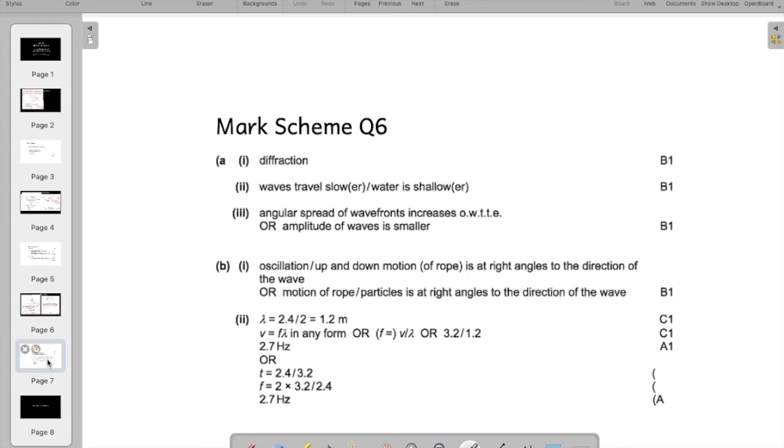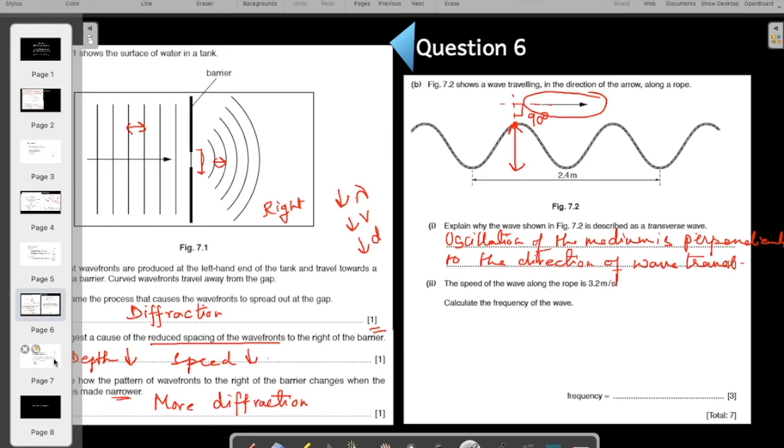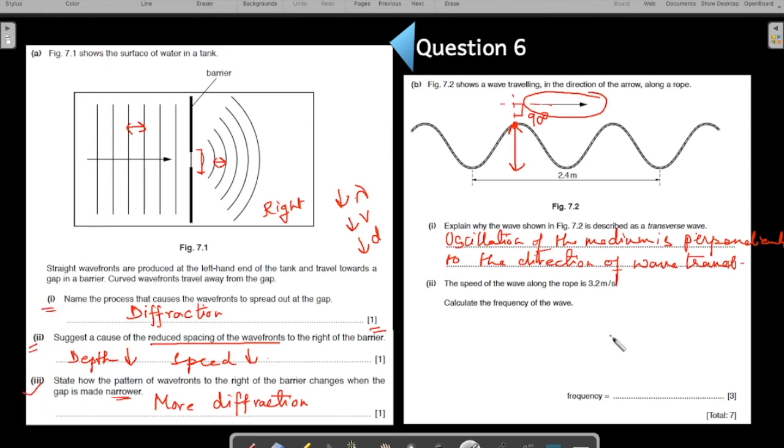This is a very common and easy question that comes again and again. How to define transverse wave and longitudinal wave. Please go through these videos on transverse and longitudinal wave to understand how the two key phrases of these definitions are connected. Okay, the next part, the speed of the wave along the rope is given to you. Calculate the frequency of the wave.